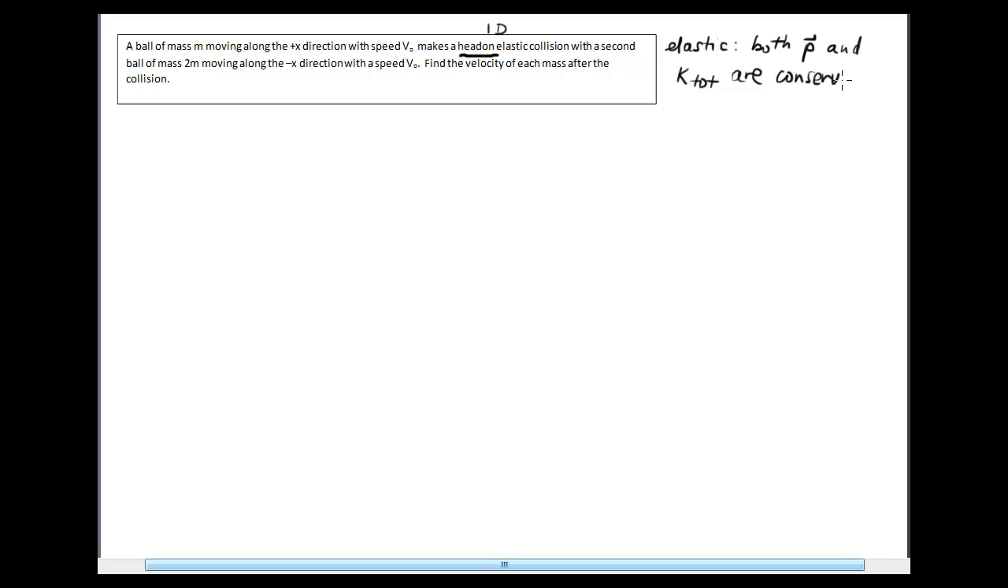So let's start, as always, with a sketch. The positive x direction we will take to be this way, the I hat direction. So we have a mass m moving with a speed v0 along the positive x direction, and there's a mass 2m heading toward it with a speed also v0. So that's the situation before they collide. And after they collide, we're not told anything. We don't know for sure, and so we just have to make some assumptions.